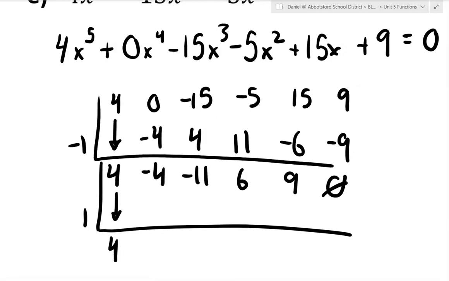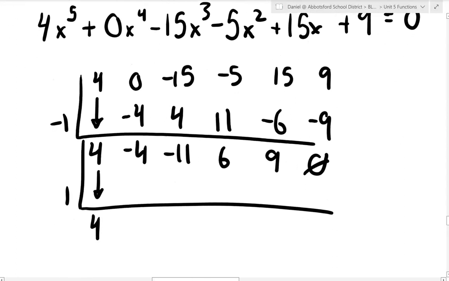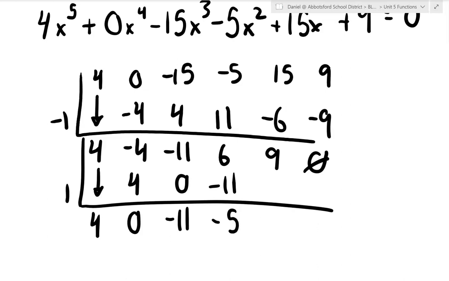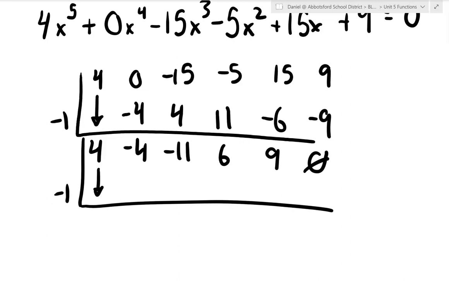So let's try 1 now. 4. So that's going to give me 0. 0 times 1 is 0. That's a -11. That's also a -11, which gives me a -5. -5, which gets me a 4. So it doesn't work. So if 1 doesn't work now, it's never going to work. 3 didn't work, so it's never going to work. There's no reason why I can't, again, try -1. -1 worked at the beginning. It could work again, so let's try it.